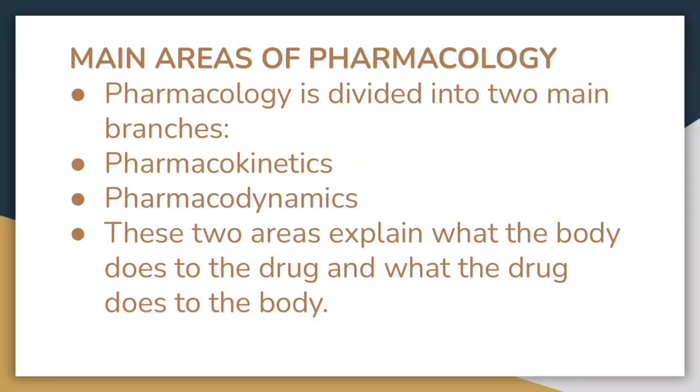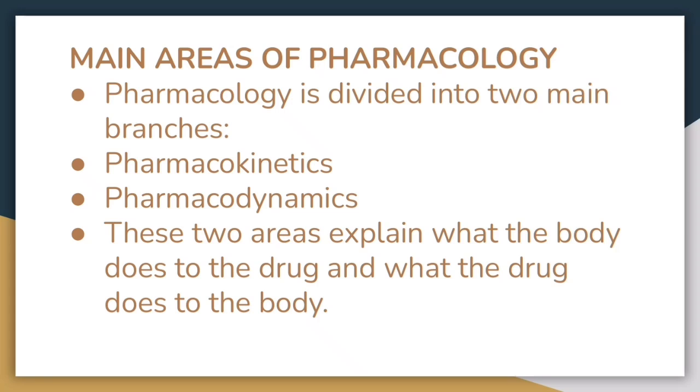So now the main areas or the main branches of pharmacology. Pharmacology is divided into two main branches, which are pharmacokinetics and pharmacodynamics. These two areas explain what the body does to the drug and what the drug does to the body. This is one of my very favorite phrases in pharmacology, because it summarizes what pharmacokinetics and dynamics are all about. However, we will still discuss this in further slides.